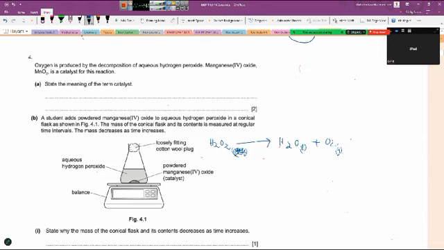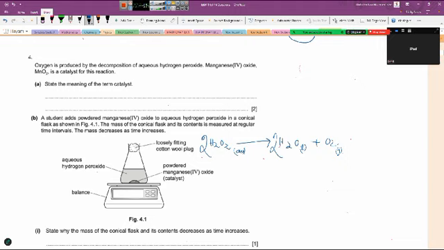There will be 2 in front of H2O, and then 2 in front of H2O2. Okay, 2 in front of H2O2 also, right? And that's it. So ultimately you can just count the number of oxygen: here 4, and here also 2 plus 2, 4.